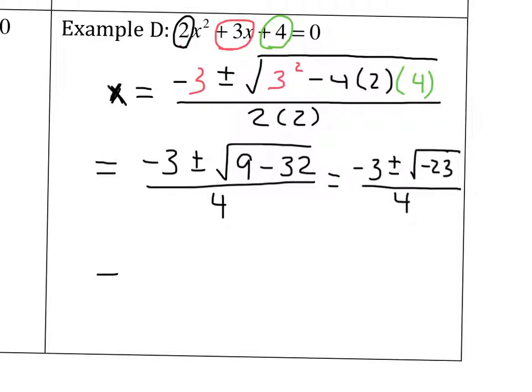All right, and then we simplify. Notice in this stage, I can split and put the plus or minus, and I'm going to put my radical 23 inside. What comes out? The i.